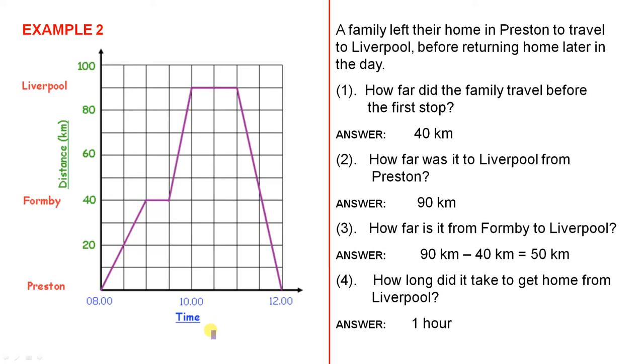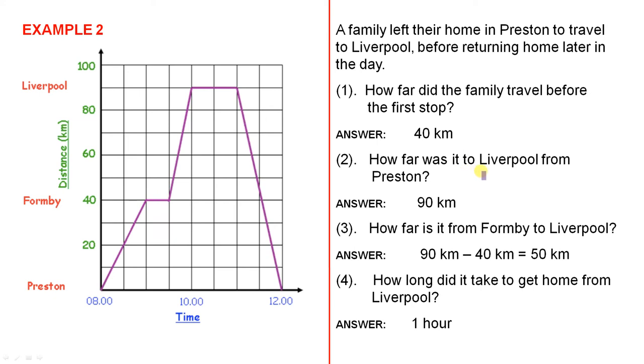Example 2. A family left their home in Preston to travel to Liverpool before returning home later in the day. Right, so here we have Preston. So at 8 o'clock in the morning, the family set off. What's the first question? How far did the family travel before the first stop? So distance is always there. So they travelled for 40 kilometres, because from there to there is 40.